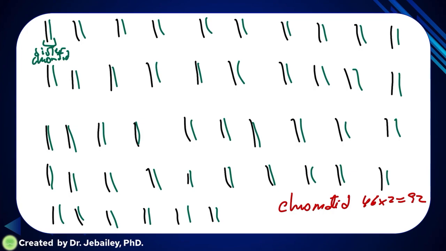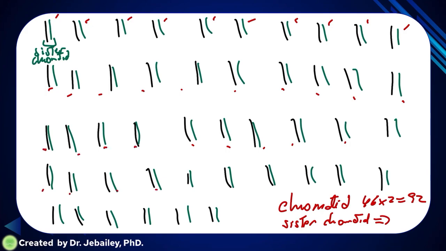Now, if I ask you, how many sister chromatids are here? If you look at this, how many there is? You go, let's see, 1, 2, 3, up to 46. So we got what? 46 sister chromatids. So it's not 23. This is where students make the mistake. So there is 46 sister chromatids, there is 92 chromatids.